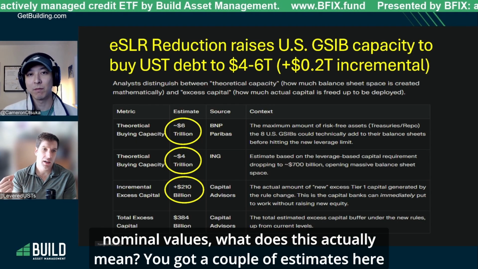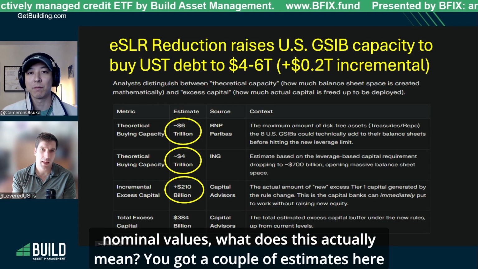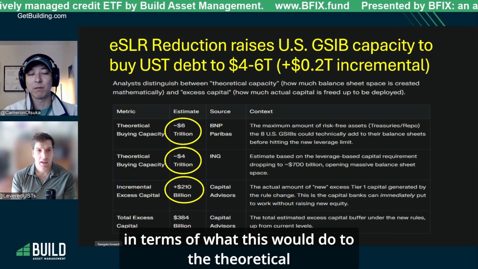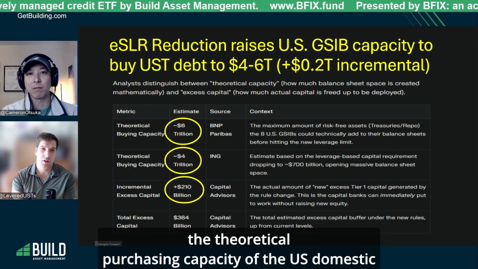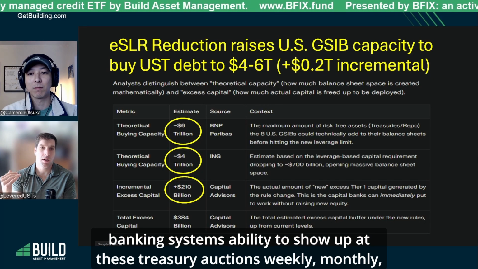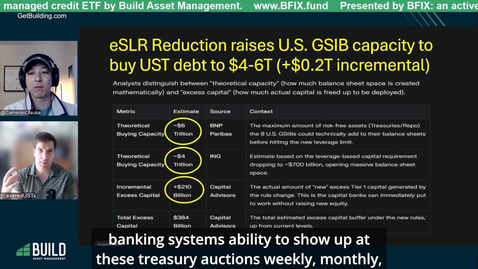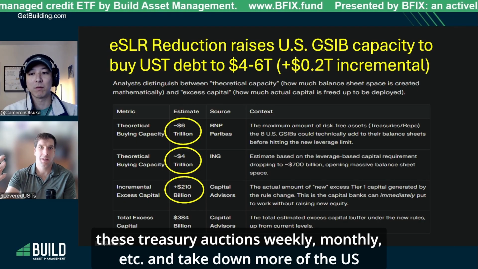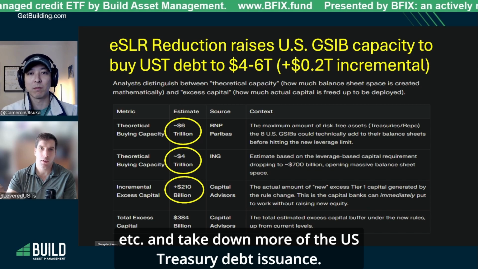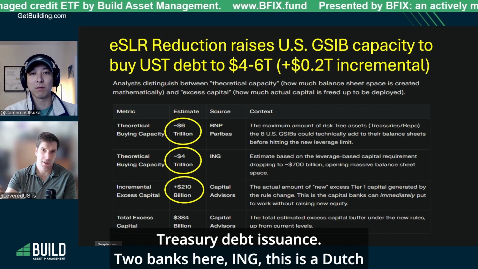So if you get into nominal values, what does this actually mean? You've got a couple of estimates here in terms of what this would do to the theoretical purchasing capacity of the U.S. domestic banking system's ability to show up at these Treasury auctions, weekly, monthly, et cetera, and take down more of the U.S. Treasury debt issuance.